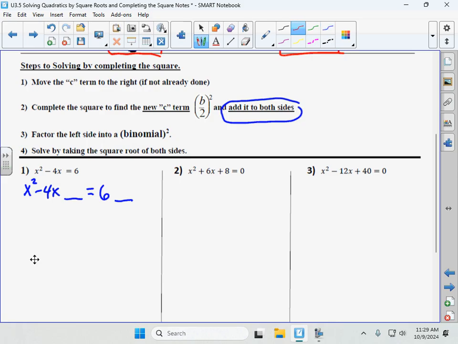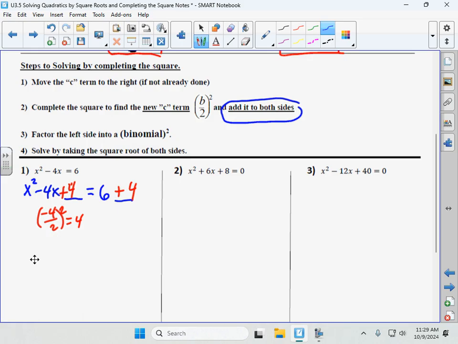All right, so this is where we find the c value. We're going to take half the b term and square it. So b is negative 4, and then we'll square it. Negative 4 divided by 2 is negative 2. Negative 2 squared is positive 4. So that 4 gets added to both sides. All right, so that's step 2. We've completed the square, and we've added it to both sides.